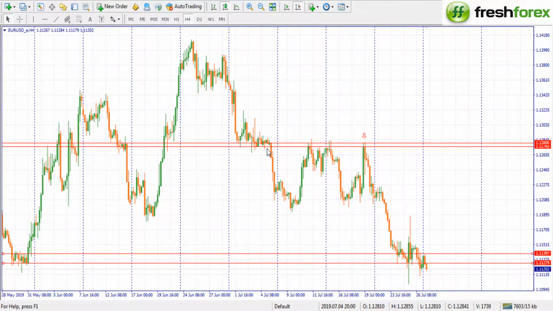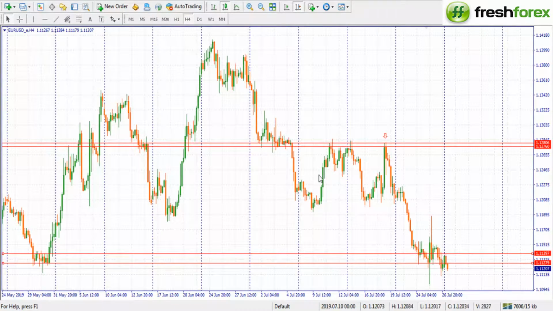A very good support being broken. Price came back as a resistance. It continued down, a resistance. It continued down, and then we took a sell when this happened. So despite this big move to the upper side, the price still went to the lower side.